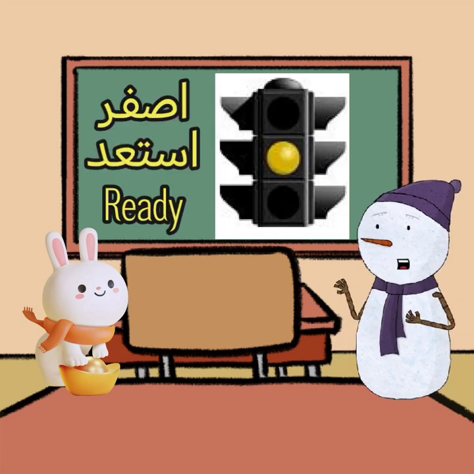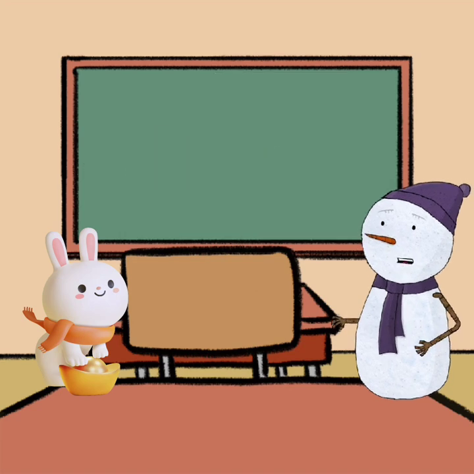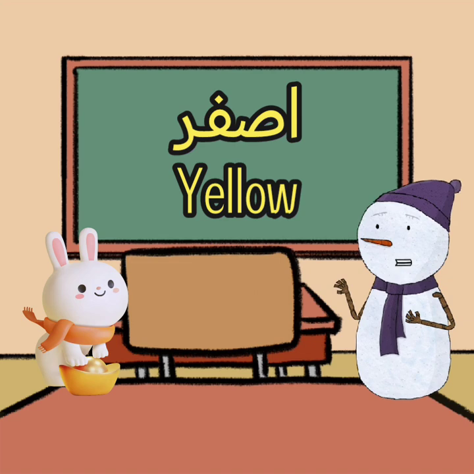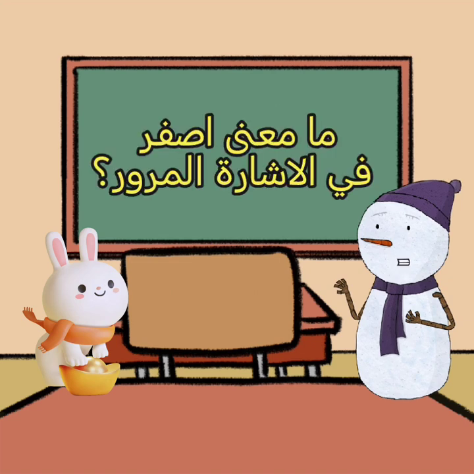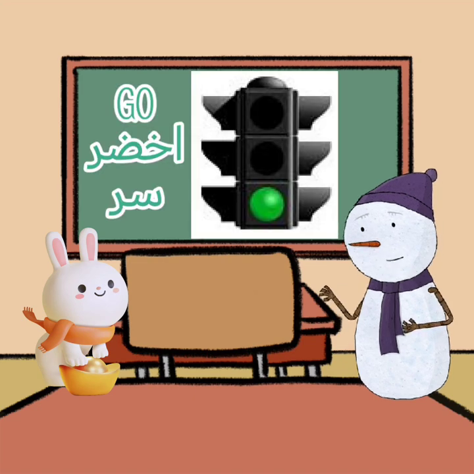Ready is shown by yellow. What is yellow? Istaid. And in Arabic the color is asfar. Mamana asfar fi ishara tu murur? Istaid means ready. Go is green.